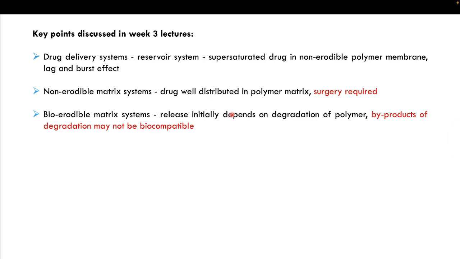You have to do surgery only once, and since it's bioerodible, it will eventually be eliminated from the patient's body. So you don't have to do another surgery to remove it. That's the advantage. The limitation is that the byproducts which are broken down because of the degradation of this polymer could cause toxicity. They might not be as biocompatible as the non-erodible matrix system. So this could lead to further problems. All of these we need to study first and then choose a particular drug delivery system.